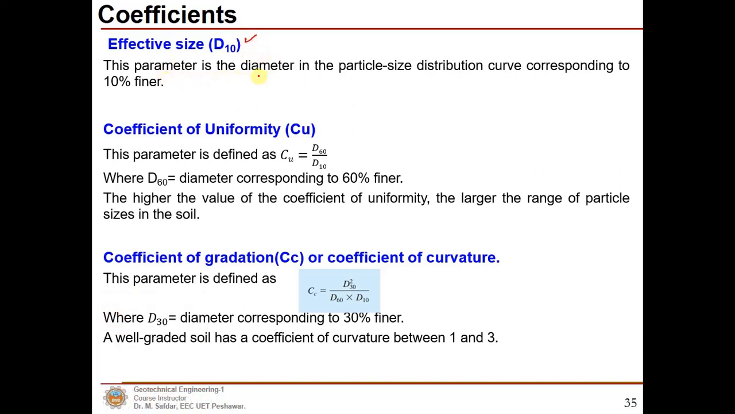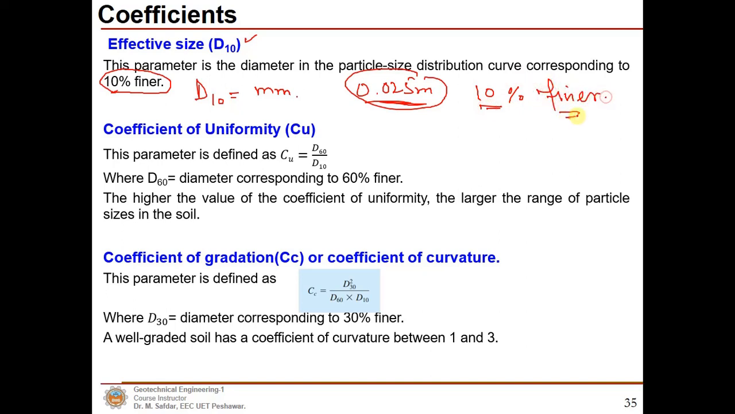D10, this parameter is the diameter in the particle size distribution curve corresponding to 10% finer. Now if you get D10 in millimeter, it means that from this particular size, let's assume that this is 0.025 or 25 millimeter. Now this is the size of the particle. From this particular size, 10% of the soil would be finer, and 90% of the soil would be coarser.